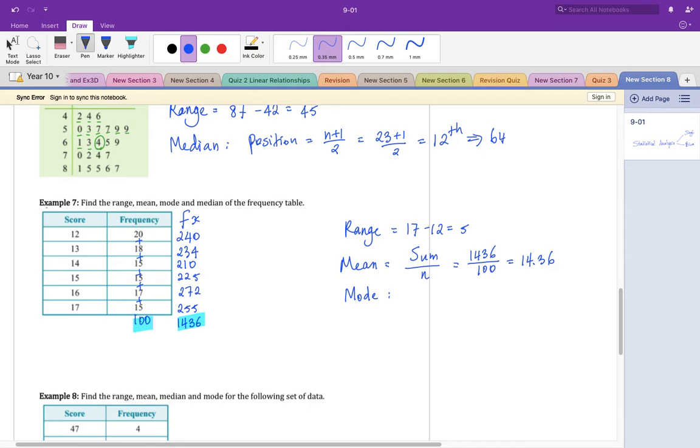You need to look at the most recurring number, and obviously we have the frequencies 20, 18, 15, 17, and 15. So 20 is the most recurring, so the mode is equal to 12.